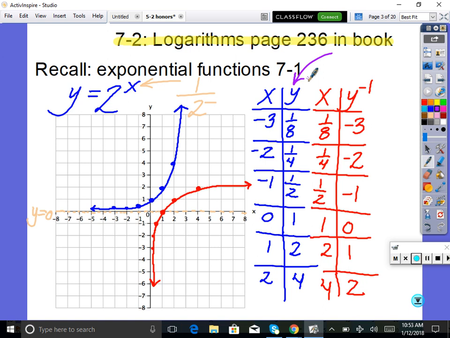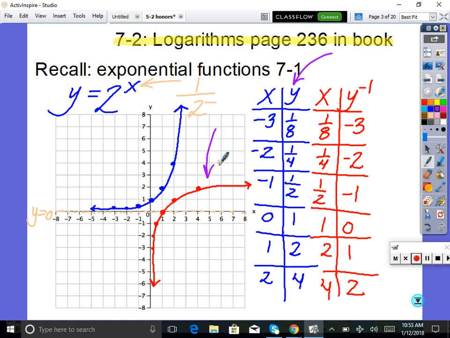Flip them. We just switch x and y points. So right here is an example. This red function is an inverse of these points. Well, fun fact for you: that is a logarithmic equation. So this red function I've drawn is a logarithmic graph. So logarithms and exponentials are inverses of each other.